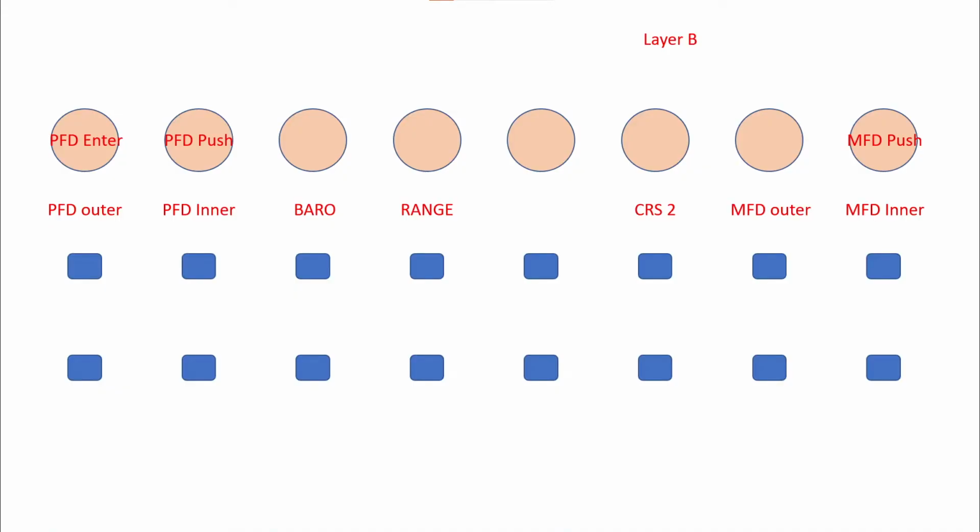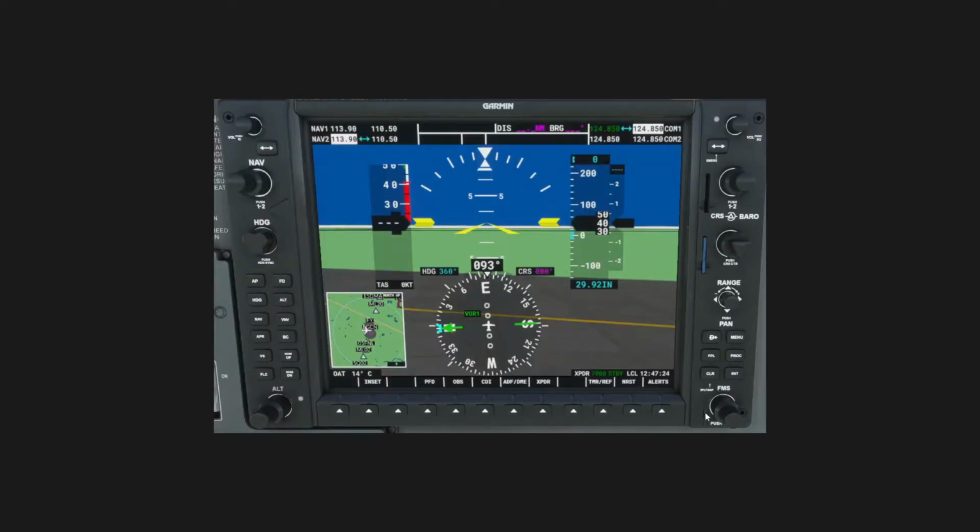If you saw the previous video, you would have seen that you can allocate two different commands to every button and every rotary controller, and there's layer A and layer B. So we're going to work on layer B today, and what we're going to program are the rotary controls on the primary flight display and the main flight display, the bottom right hand knob here.